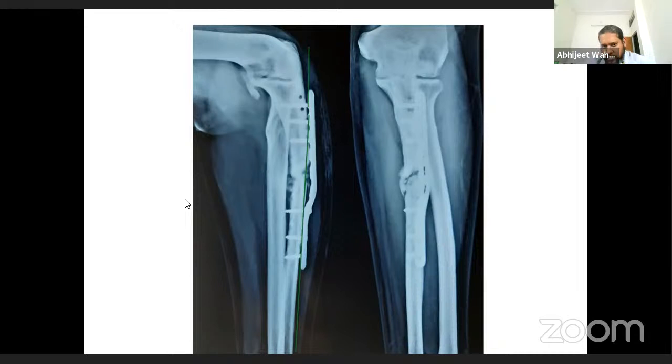To be very honest, if I were to look at this, I would perhaps not hesitate to resect the ends of the ulna so that I could get a size-matched bone graft into the defect. My concern will not be the defect, but more so restoration of the length of the ulna and correction of any residual angulation. Okay, it's a good point.